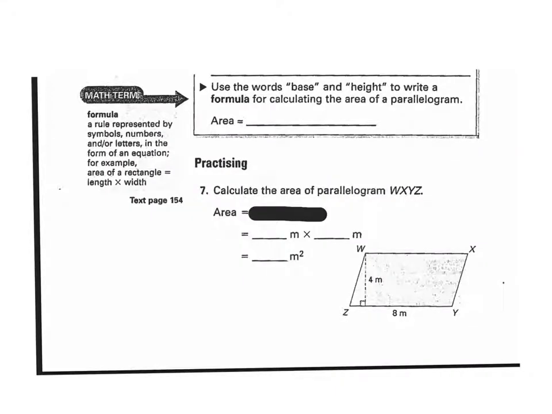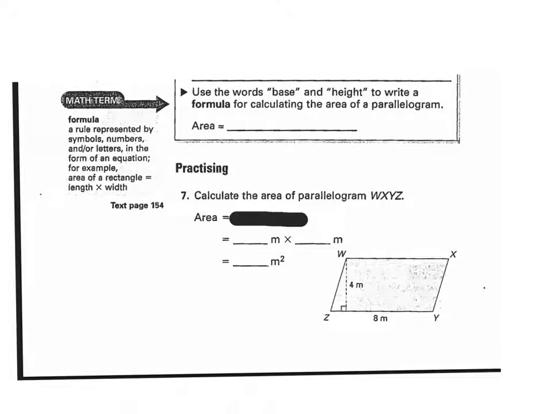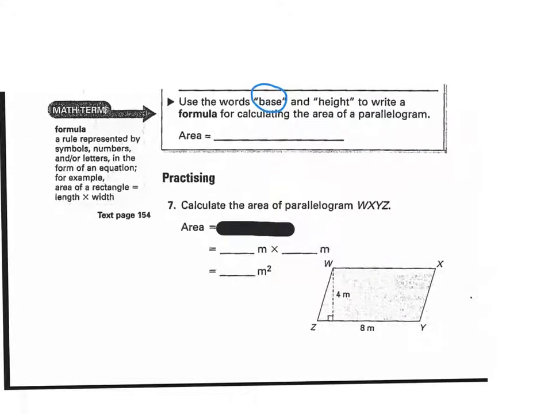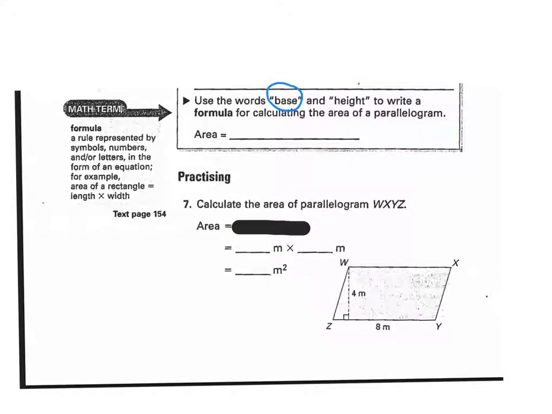Now you're going to practice on your own. You're going to use the words base and height to write the formula for calculating the area of a parallelogram. Do that right here. Every time you calculate the area of a parallelogram or a triangle or a rectangle or whatever the shape is, you must always start with your formula. You're going to put the formula in.